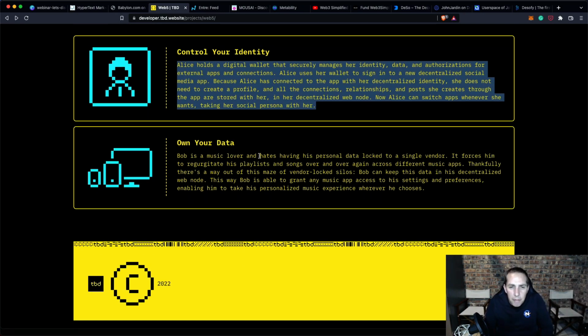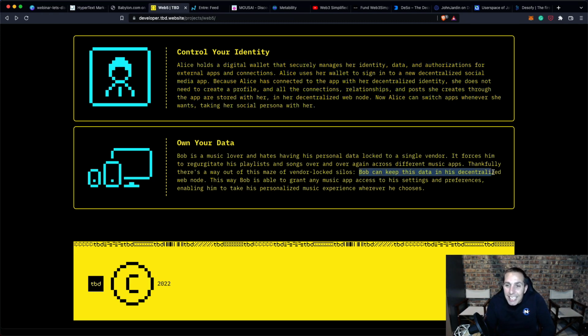Bob is a music lover and hates having his personal data locked to a single vendor. It forces him to regurgitate his playlists and songs over and over again across different music apps. Thankfully, there's a way out of this maze of vendor lock silos. Bob can keep his data in his decentralized web node, DWN. This way, Bob is able to grant any music app access to his settings and preferences, enabling him to take his personalized music experience wherever he chooses.